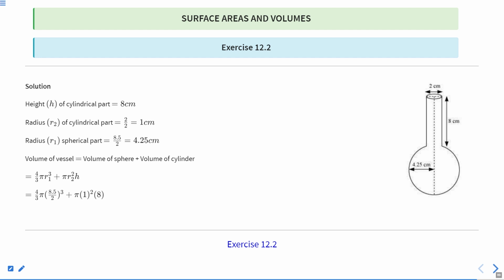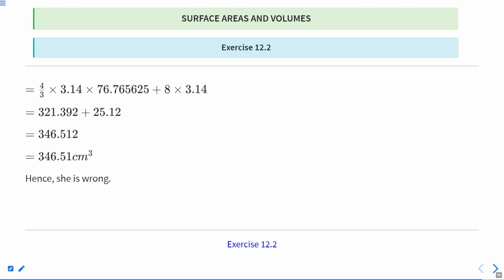So we know that volume of sphere is equal to 4 by 3 pi r1 cube, and we know volume of cylinder is pi r2 square h. Okay, so now if we put the value of r1, r2 and h, then we'll get volume of vessel equal to 4 by 3 pi times (8.5 by 2) cube plus pi times 1 square times 8. Okay, and if we now simplify it, then you will get this is equal to 321.392 plus 25.12. Okay, and if we add them, then you will get this is equal to 346.512.